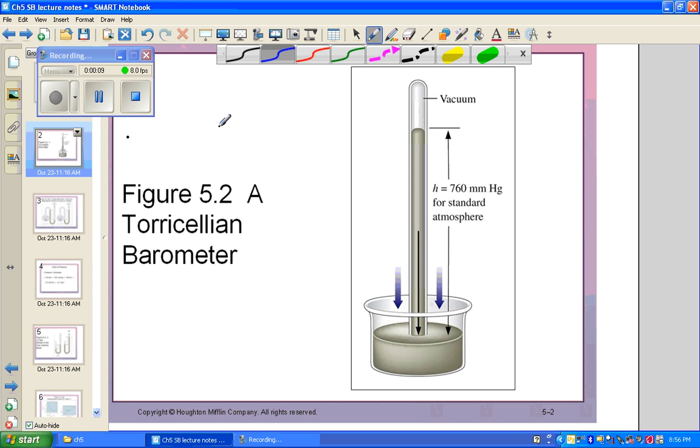We are going to start chapter 5, and chapter 5 is all about gases. I think that as I'm going through this, you are probably going to recognize a lot of the things from General Chem. And so this first part of the chapter will go through fairly quickly, and then the second half of the chapter will slow down quite a bit.